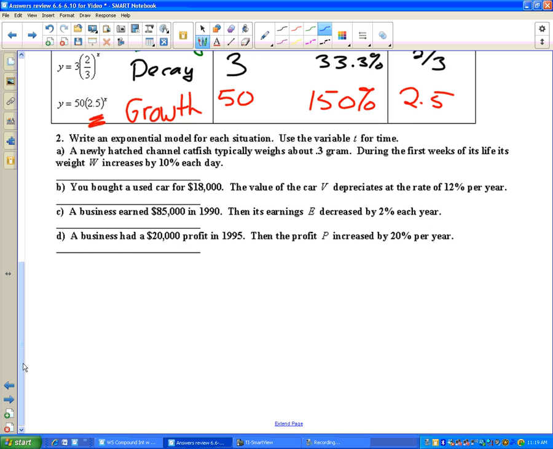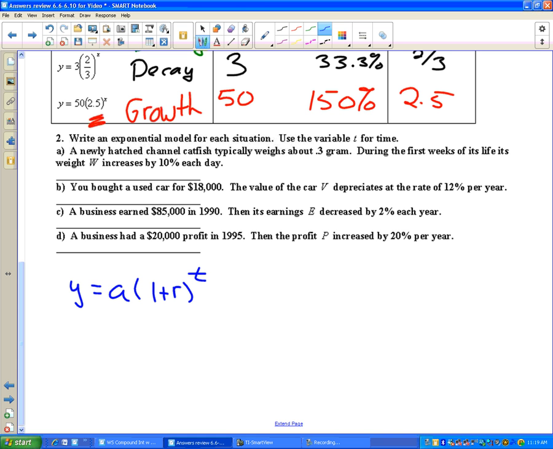Number 2, write an exponential model for each situation. Use the variable t for time. A newly hatched channel catfish typically weighs 0.3 grams. During the first week of its life, its weight W increases by 10% each day. So this is exponential growth because it's increasing.